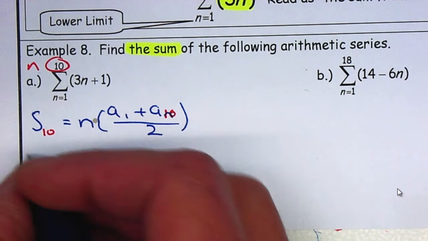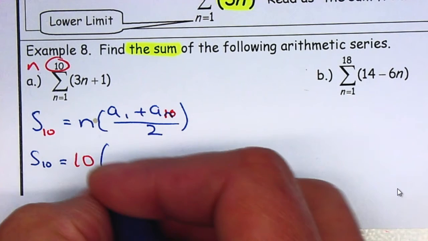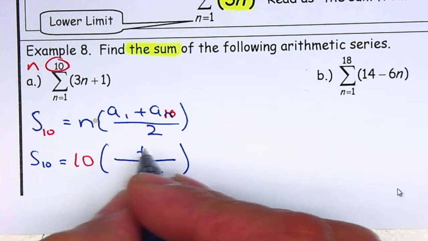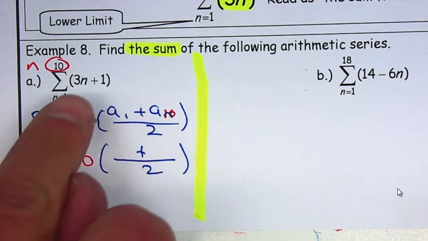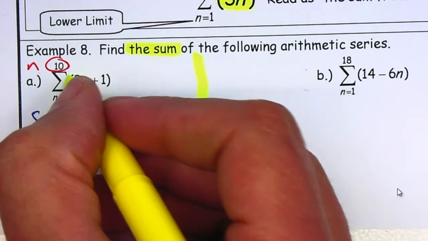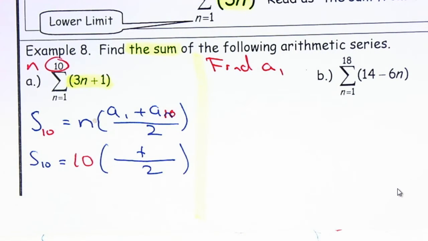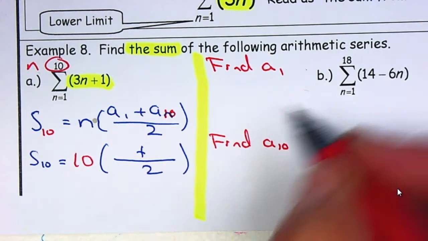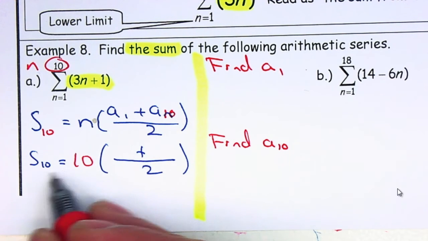So let's start substituting the information. N is 10. That's how many numbers we need to add up. We're looking for the first term and the last term. It's not given to us, so we need to be able to find it. Now, the great thing about this is that they give you the equation. They give you the n term. So we need to be able to find a sub 1, and we also need to find a sub 10. We need to find the first term, the last term. We're going to divide by 2 and multiply by how many numbers we have.